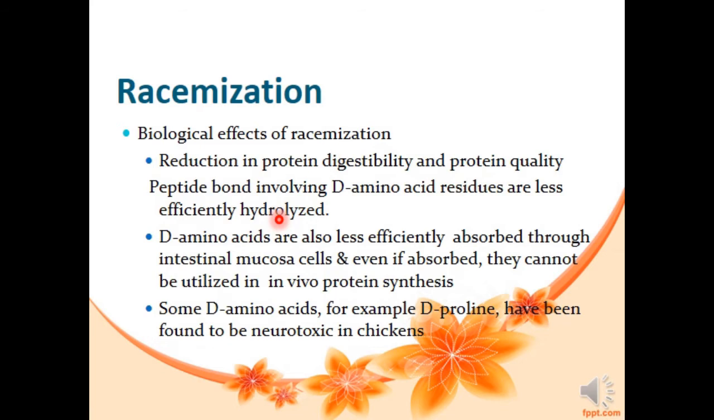And even if it is absorbed, it cannot be utilized in vivo for protein synthesis of the body, because the amino acids after hydrolysis are not the right molecule. Some of the D amino acids, for example D-proline, have been found to be neurotoxic in chicken, due to these less efficiently hydrolyzed amino acids.